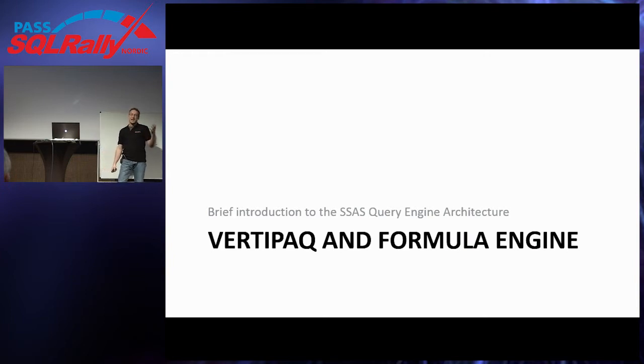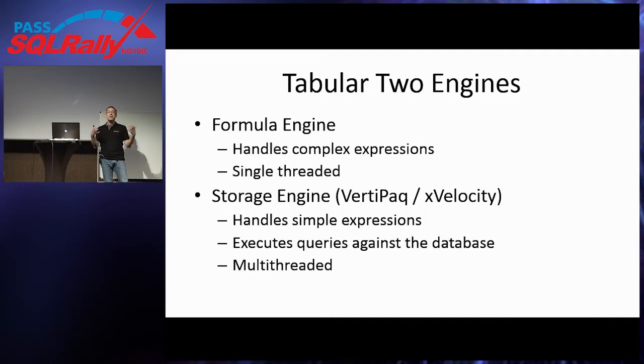In Tabular, there's nothing like it. We don't have storage. Everything is in memory. Yet we have formula engine and storage engine. The formula engine is an engine which is able to compute complex expressions. If you write an if statement, if you use VLOOKUP, if you use summarize, if you use many of the advanced DAX functions, then formula engine is the engine which is able to understand and work on these formulas.